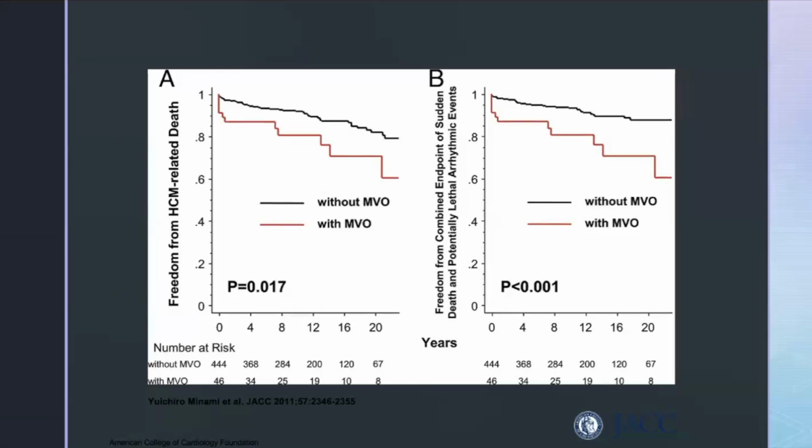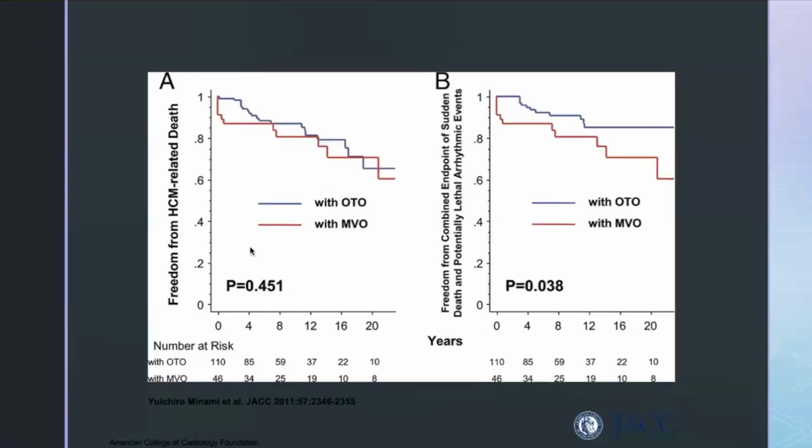What this graph illustrates is that patients with an obstruction were more likely to have a death from HCM, and they were more likely to have a combined endpoint of sudden cardiac death or potentially lethal arrhythmias. So that's where that data comes from. This is the graph to match it, showing it again.